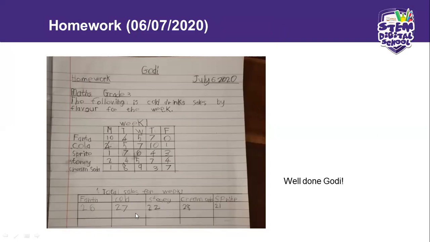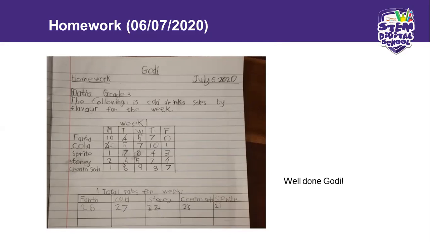And then we come to Coke, or cola. Let's see. It's 4 on Monday, 5 on Tuesday, 7 on Wednesday, 10 on Thursday, and 1 on Friday. I get 27. And there, Khudi has got 27 as well. It means it's correct.